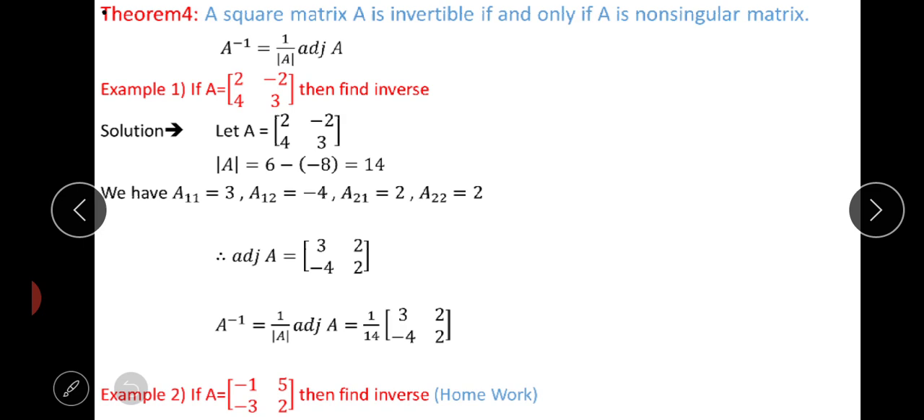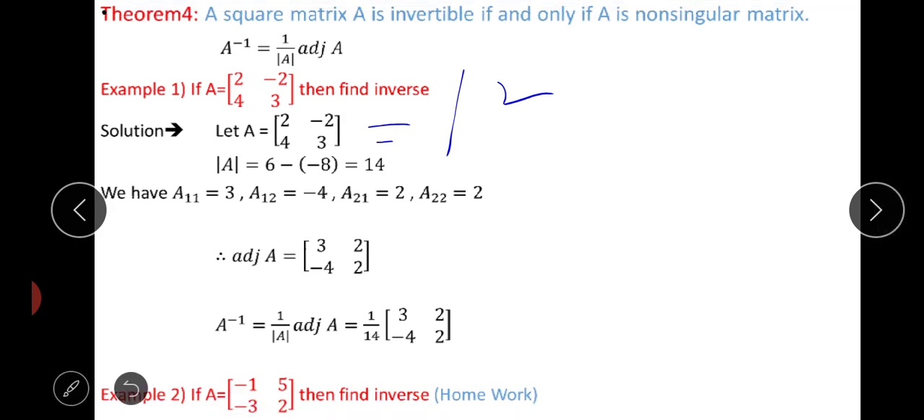If A is equal to 2 minus 2, 4, 3, then you have to find the inverse. To find the inverse, what do I want to find first? I want to find determinant of A and adjoint of A. First you have to find the determinant of A. Determinant of A is equal to multiply diagonal elements and subtract the remaining two elements.